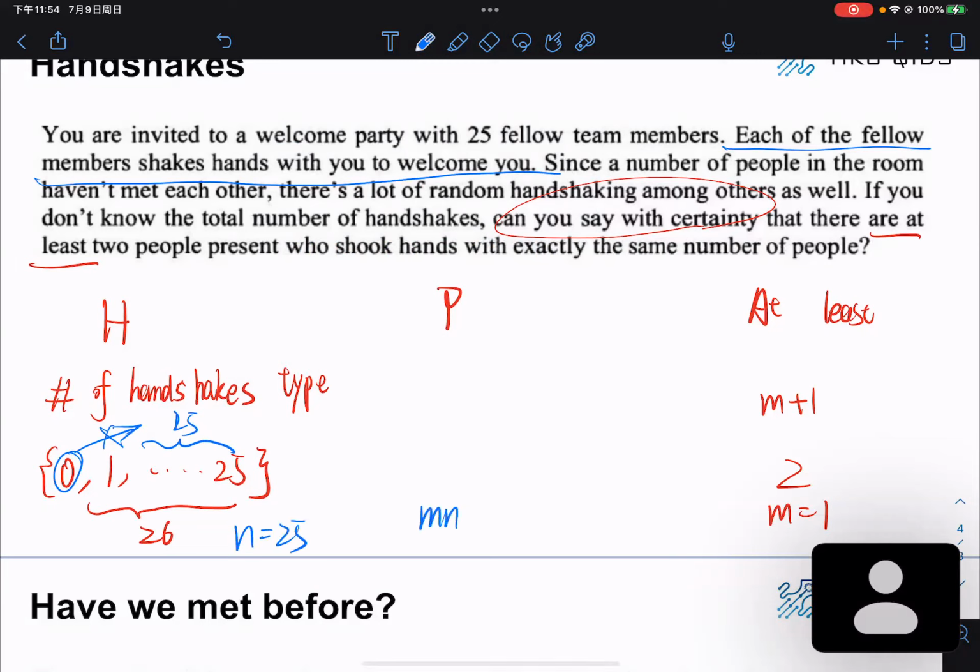And how about mn plus 1? mn plus 1 equals 26, and we already have 26, which is 25 plus 1 people. So can we say with certainty? Yes, we can. We can say with certainty there are at least 2 people present, because it satisfies all the requirements for the pigeonhole principle to stand.